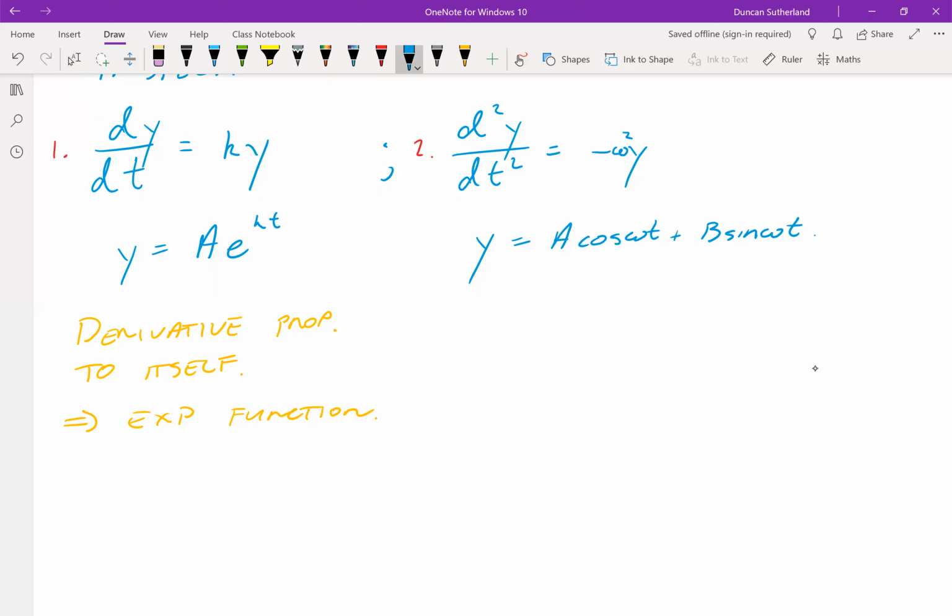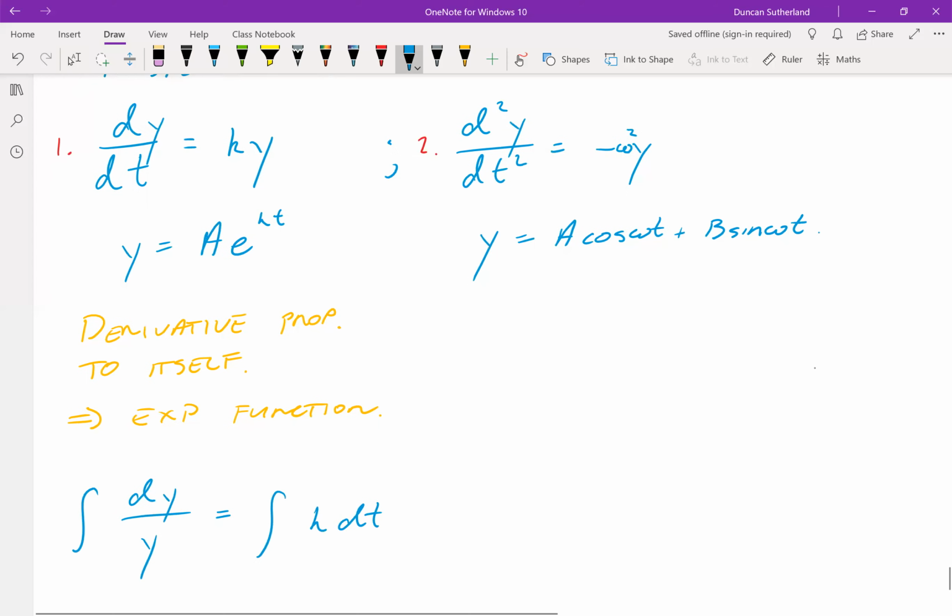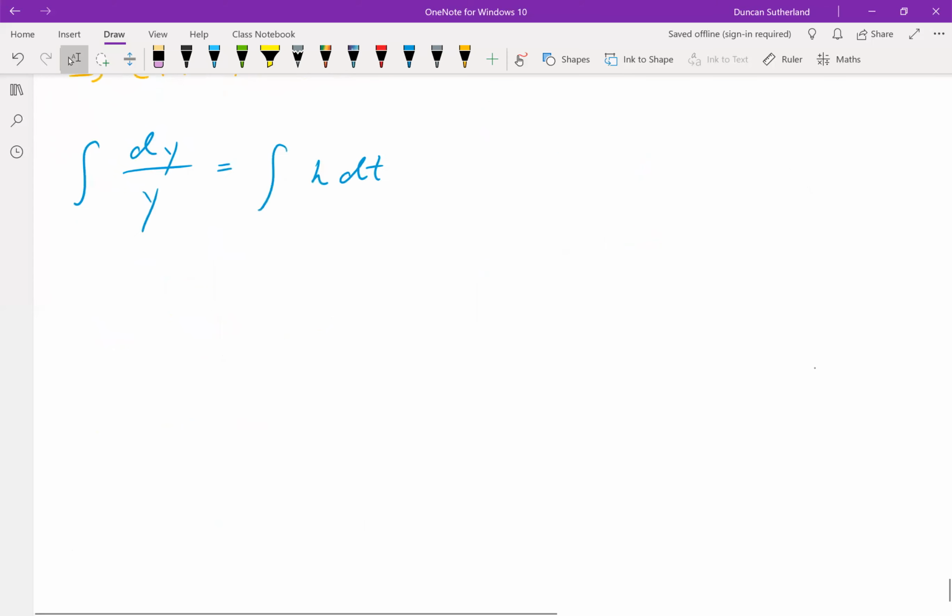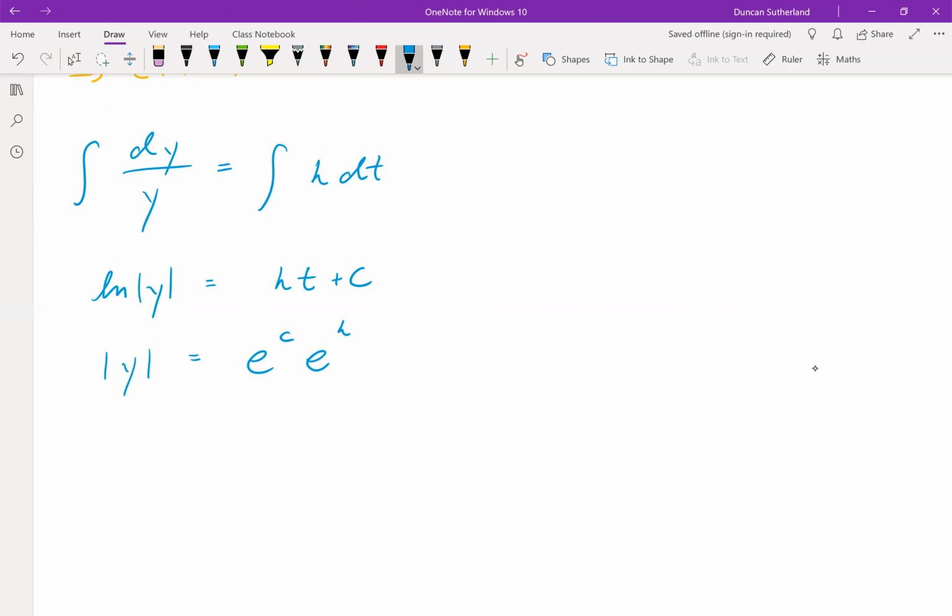You can go through the usual steps, this is a separable equation. You can write that as your equation, and then you can integrate both sides. You can invert this function, using our exponential laws.